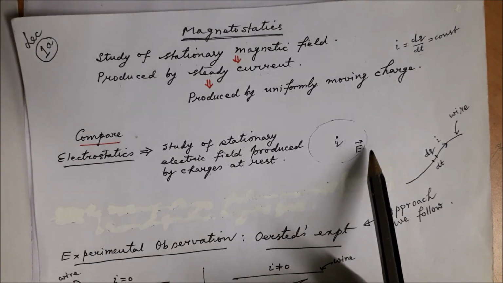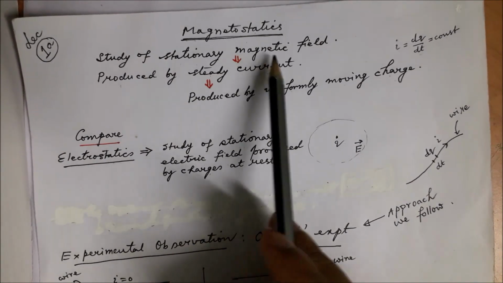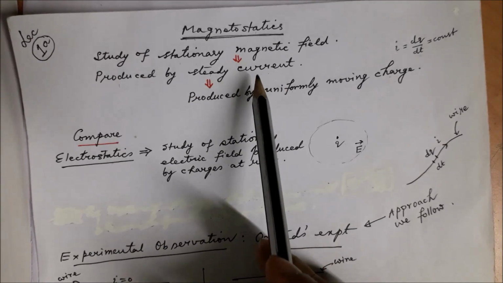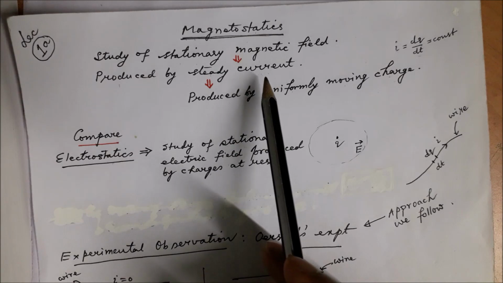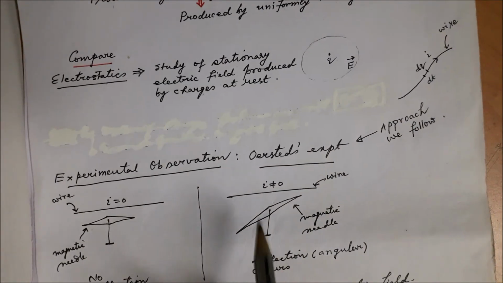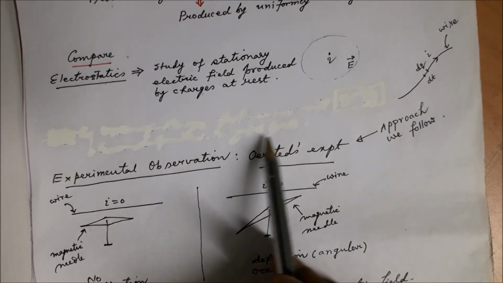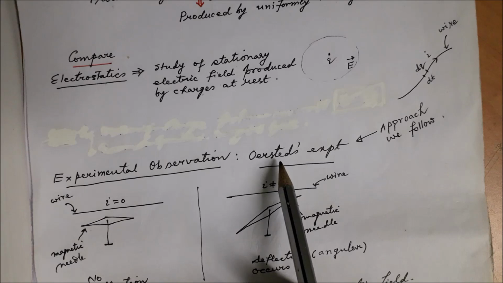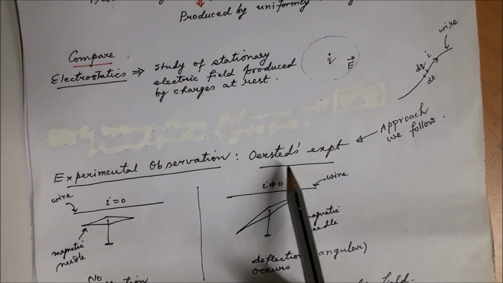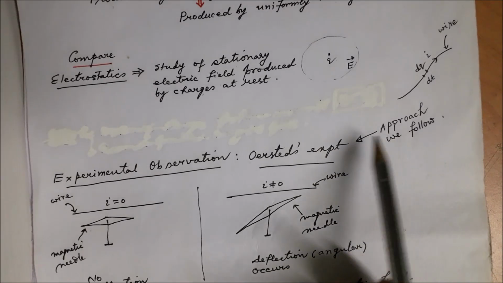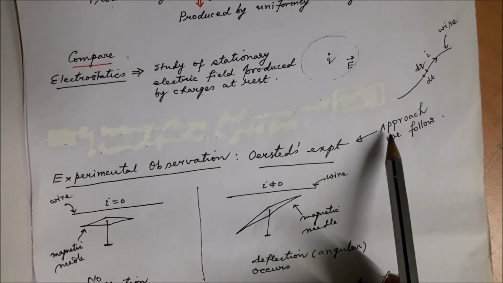Now we have emphasized that a stationary magnetic field is produced by a steady current. Now, how do we know that? This follows from a famous experiment that was performed by a celebrated scientist whose name is Ørsted, and throughout our study we'll use Ørsted's approach. We'll adhere to Ørsted's approach.